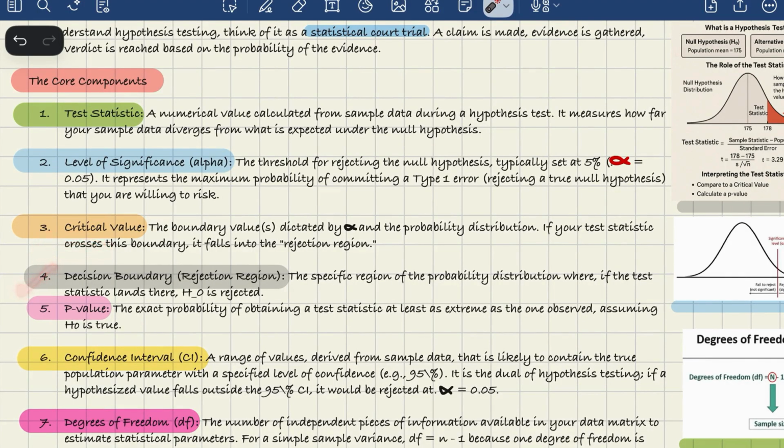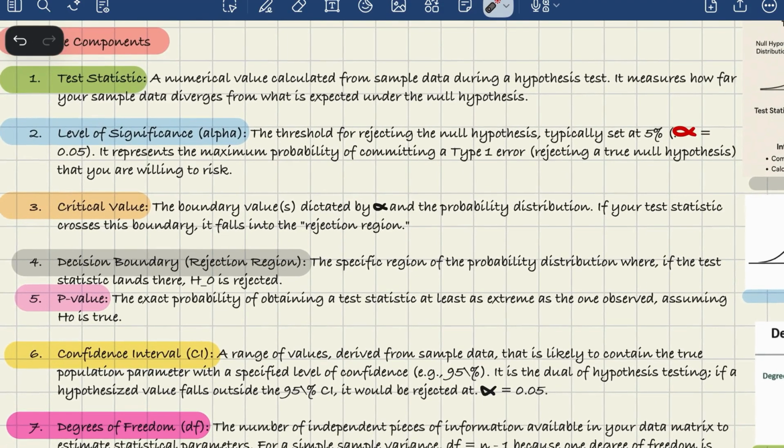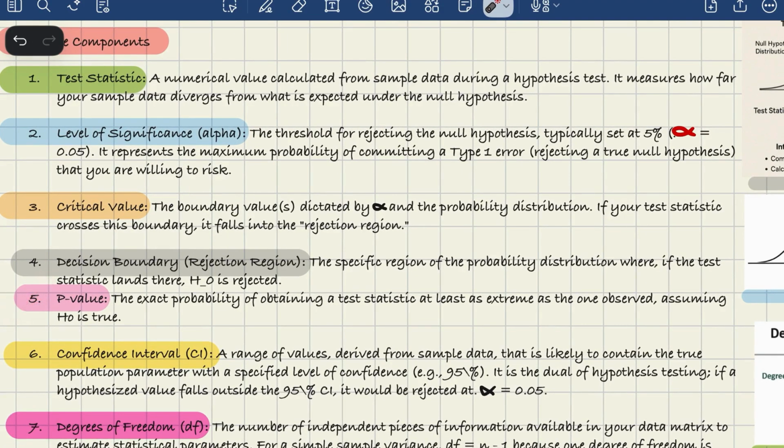Then we have the decision boundary, like I told you right now. The decision boundary is the specific region of the probability distribution where, if the test statistic lands here, the null hypothesis is rejected. Again, the same thing. Next we have the p value. P value stands for probability value. It is the exact probability of getting your sample result, or something even more extreme, assuming that the null hypothesis is completely true.